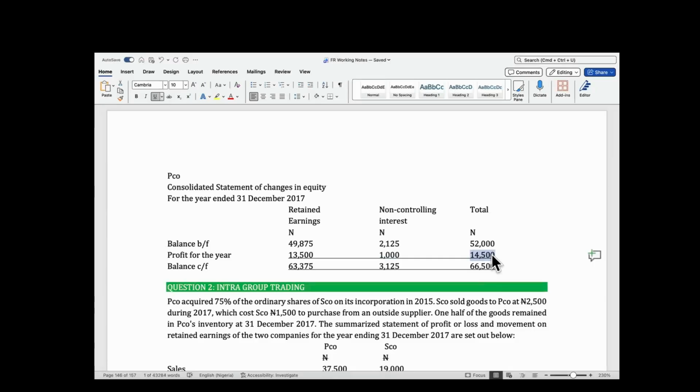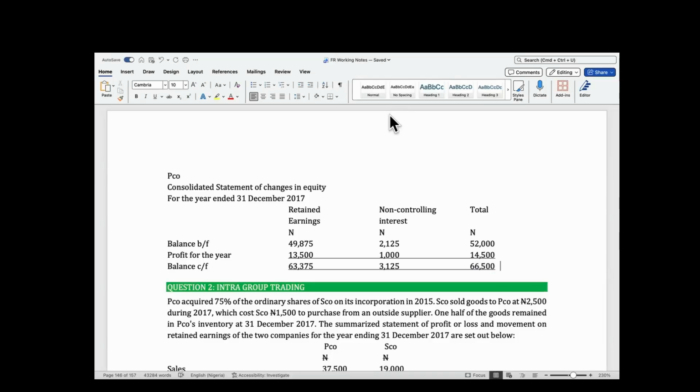And I can sum all the columns together. 49,875 plus 13,500. That's 63,375. NCI 2,125 plus 1,000, 3,125. Then total, this plus 14,500, 66,500. Okay. So that's the end of this question.